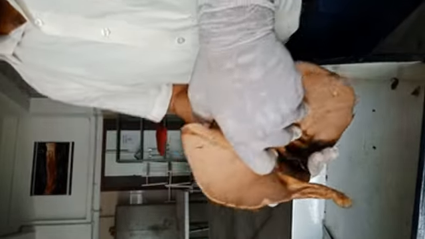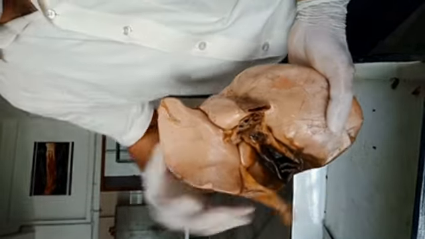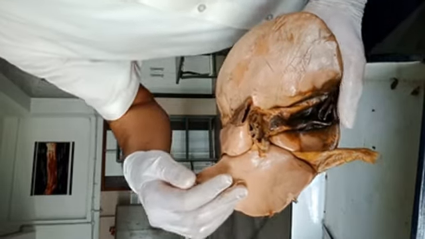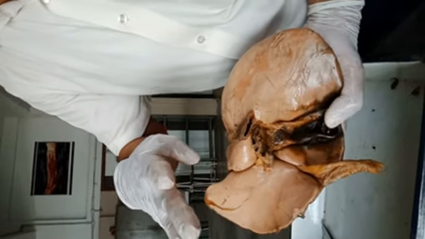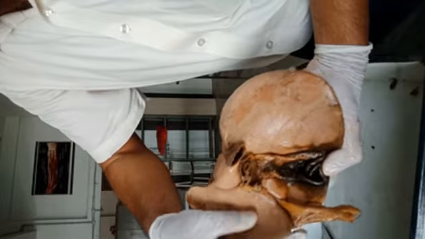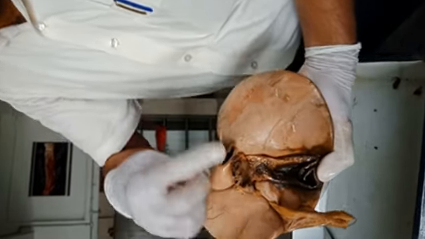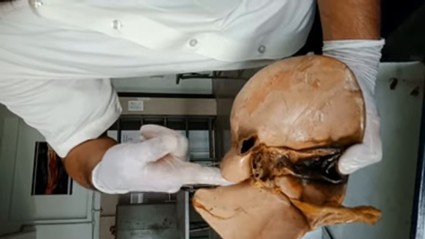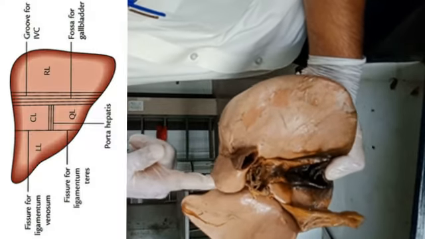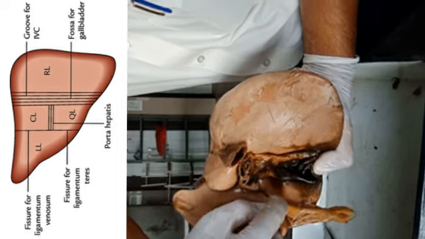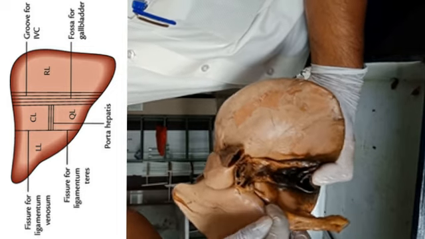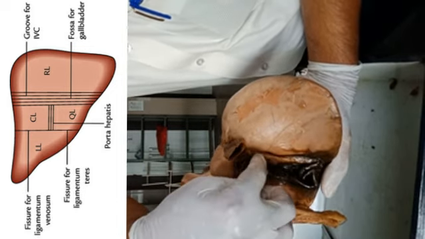If we see the liver from the visceral surface, it can be divided into 4 lobes. If we look at the fossa and the fissures here, we will easily understand these 4 lobes. This is one fissure, the fissure for the ligamentum venosum. This is the fissure for the ligamentum teres. This is the fossa for the gallbladder.